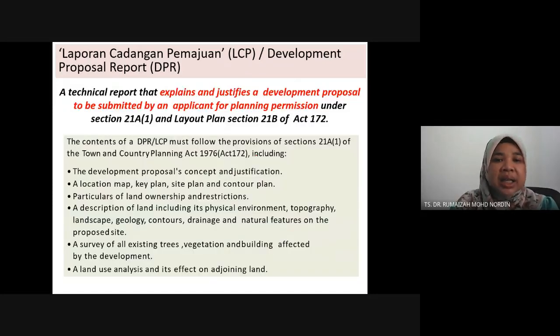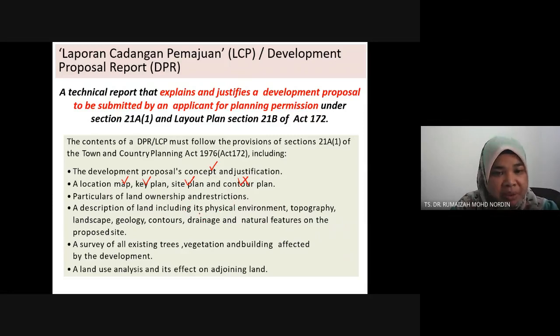Okay, apa yang ada, dia kena ada concept and justification, location map, key plan, site plan, contour plan. So untuk our case, contour plan tak payahlah. Alright, sekarang satu hal pula pemurung tak boleh buat contour plan. It's okay, untuk kita sampai site plan je sudah, contour tak payah. And then land ownership, ini dah ada dalam carian rasmi. And then description of the land, inilah yang konon-kononnya kita kena pergi tapak tu.